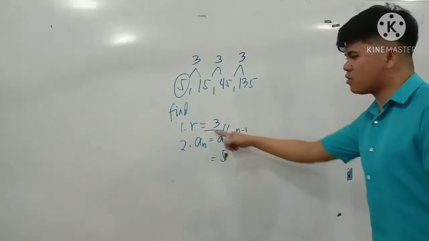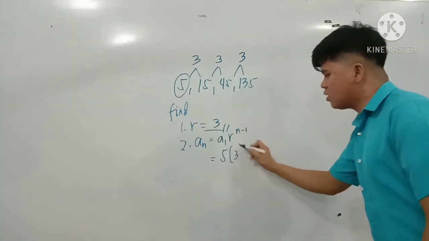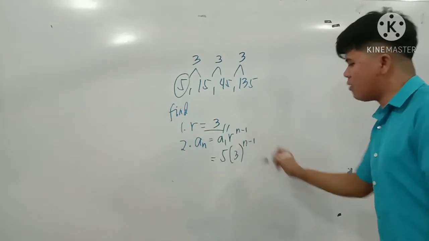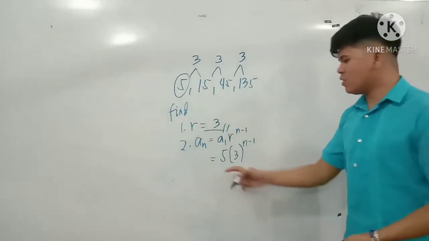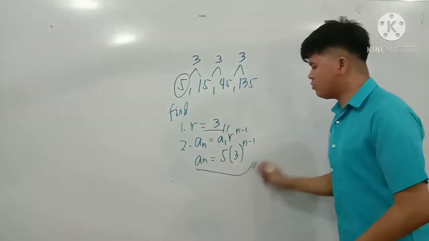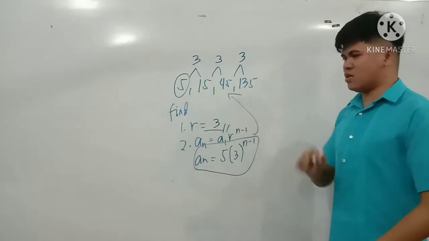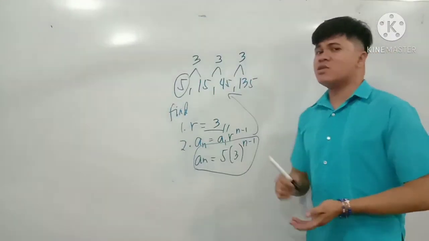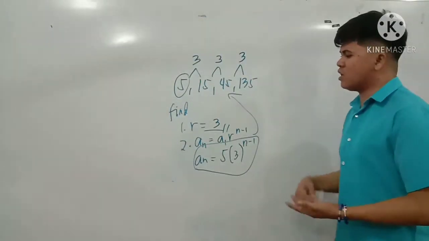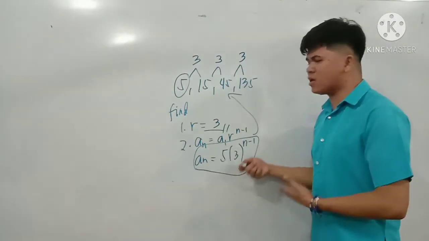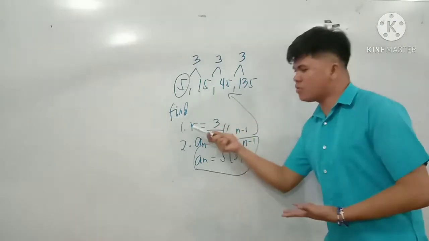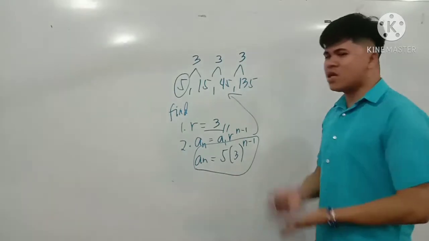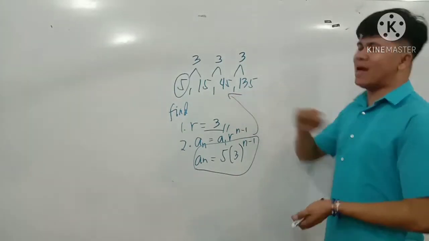Then we multiply it by the common ratio, which is 3. Then we copy n minus 1. This is the formula of this sequence. So it is very easy to find the nth term, or the formula of the sequence, as well as the common ratio, if our given is in this format.